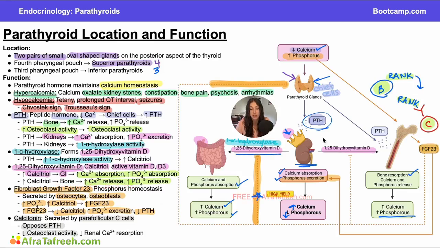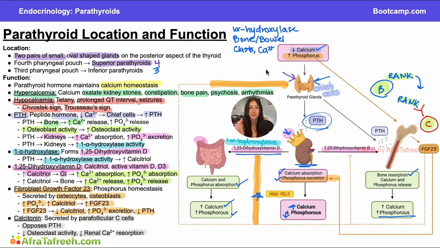It will decrease our osteoclast activity. Remember, our osteoclasts are remodeling this bone, releasing calcium. It will also decrease renal calcium resorption. So that is directly the opposite of what parathyroid hormone does, and that's why it's fair to think of calcitonin as doing the opposite of what parathyroid hormone does.